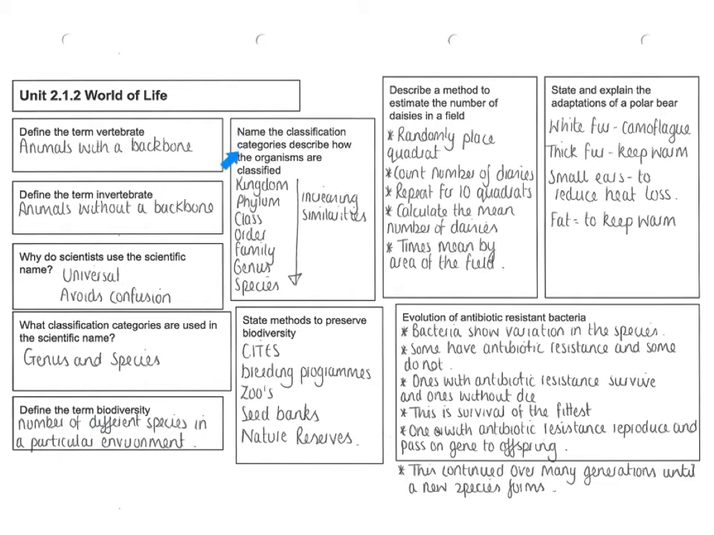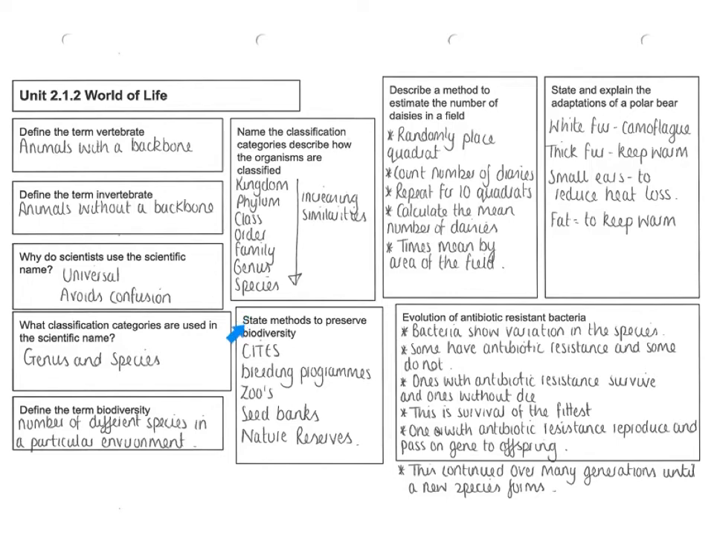Name the classification categories and describe how the organism is classified. So we've got kingdom, phylum, class, order, family, genus, species. We know genus and species make the scientific name. And as we go down the categories, we have increasing similarities. As the similarities increase, the number of animals will also then decrease.